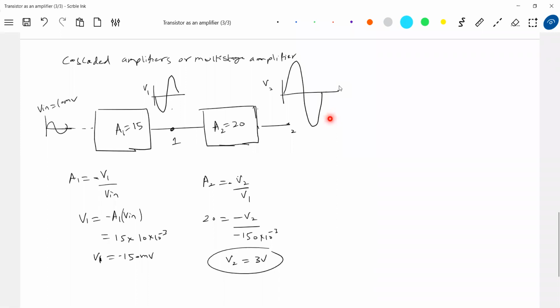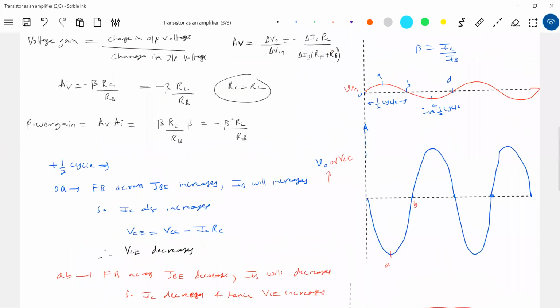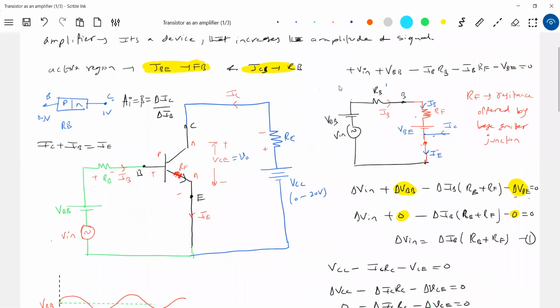Now, from where has this energy come? Anybody? From where has this energy come? Let's go back. From where does the amplifier circuit get its energy? The DC source, no? So what the amplifier is basically doing is converting DC energy into AC energy.